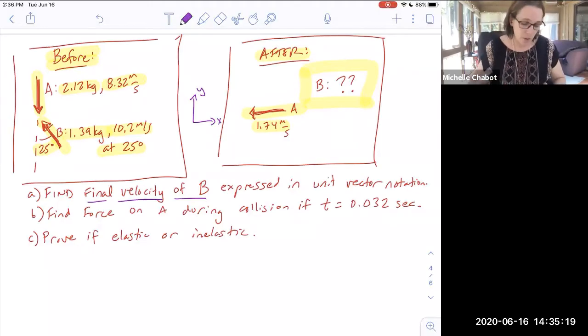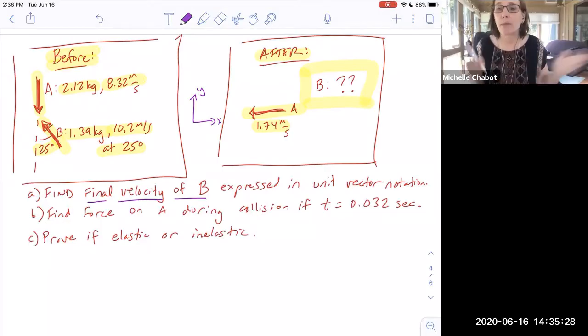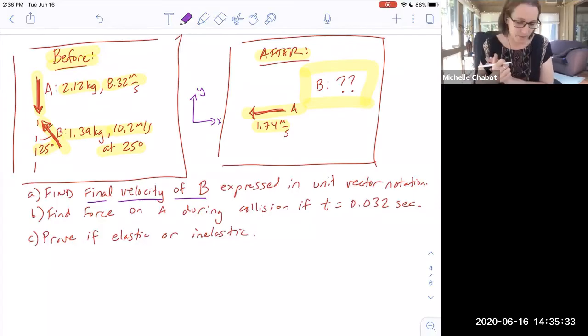Part B, you can see, is find the force on A during the collision if the time is 0.032 seconds. That's a different problem, a problem from the previous module on the impulse-momentum relationship, but you can see how it ties in as a follow-up to a conservation of linear momentum problem very often. And then prove if the collision is elastic or inelastic, and for that we need to find the total initial kinetic energy and compare it to the final total kinetic energy at the end.